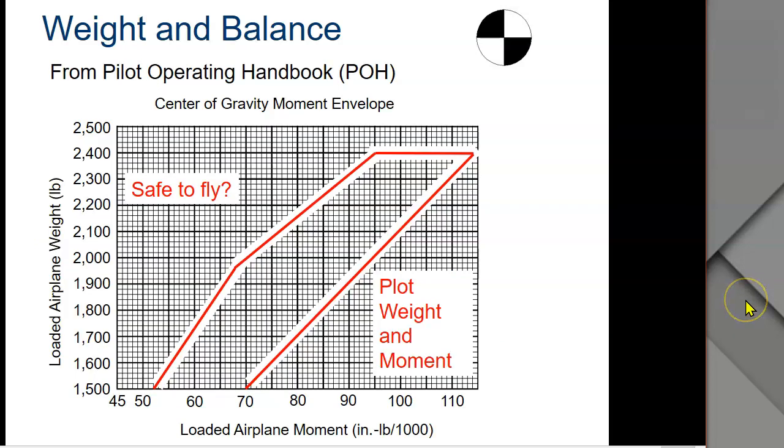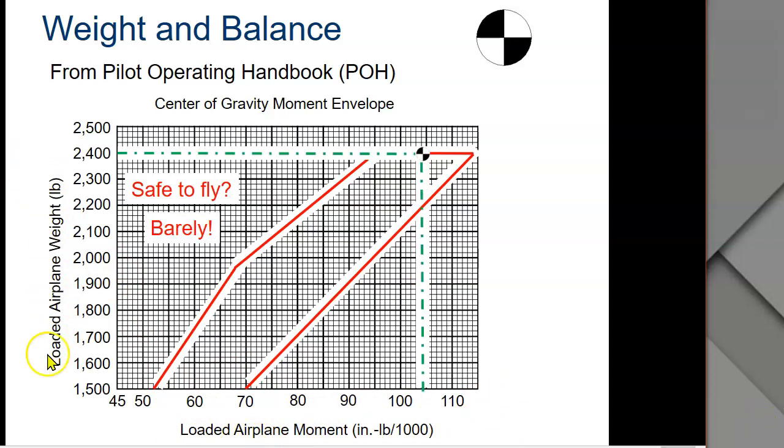We need to take these two numbers and go find out if it's safe to fly the aircraft or not. So this is from the pilot's handbook. So let's figure out if it's safe. So we have weight over here and the moments across the bottom. So we look at our weight is 2,400 pounds. We kind of follow that line across here, and we go down here, and we know it's 104,000 inch-pounds. So we go across here, and we draw the line that intersects there, and it puts us right on the red.